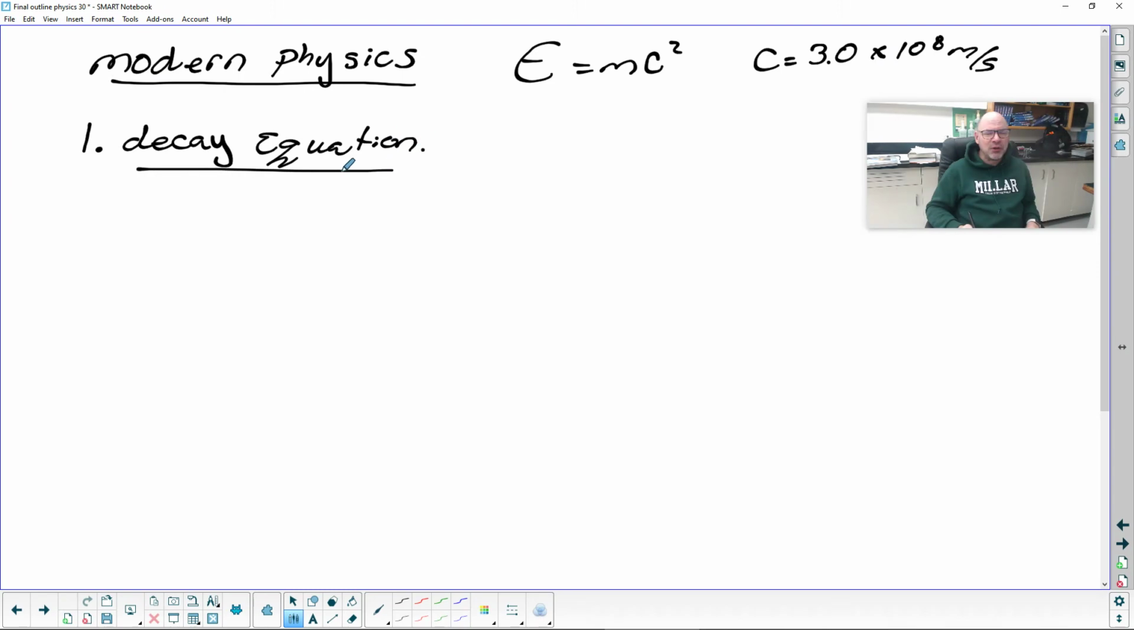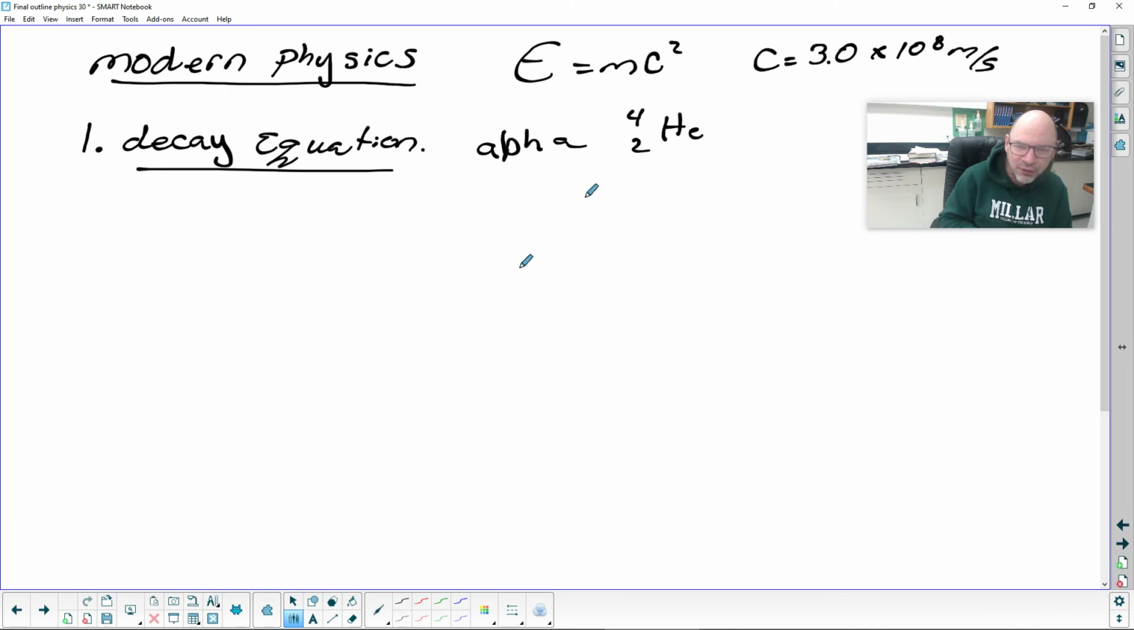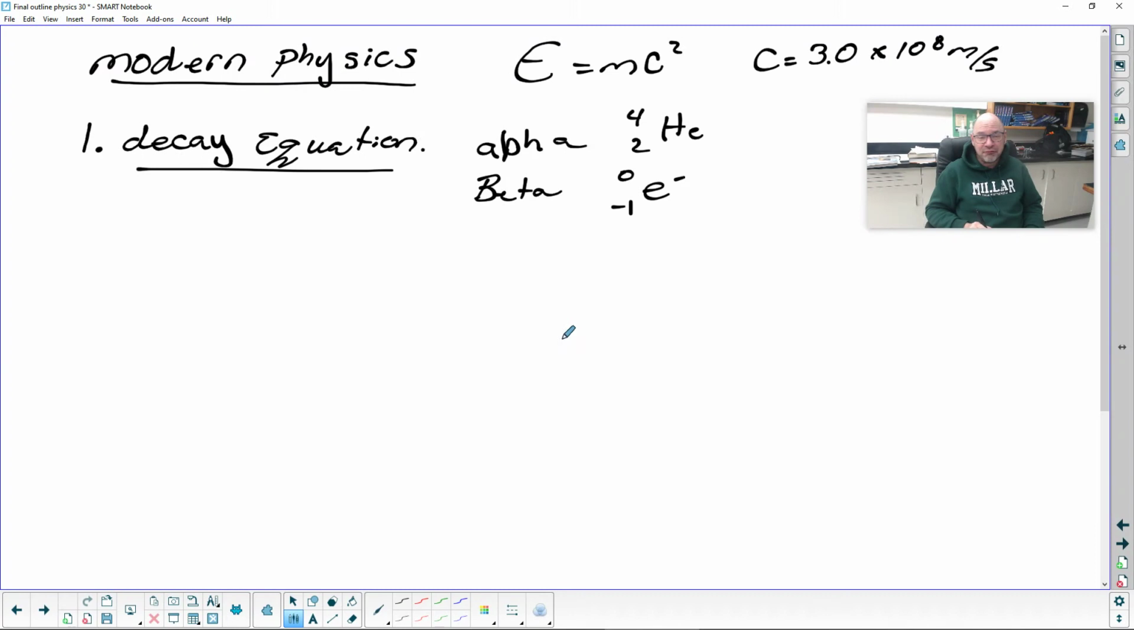So you should know what an alpha particle is. You can put that on your formula sheet. A beta particle. You can put that on your formula sheet. Of course, the shorthand for each of these looks like that. Now, do we need the gamma ray? No, because the gamma ray won't be on the exam, so don't worry about that one.